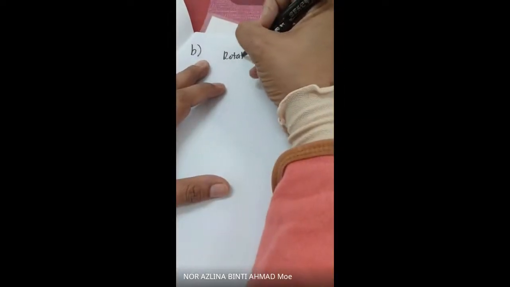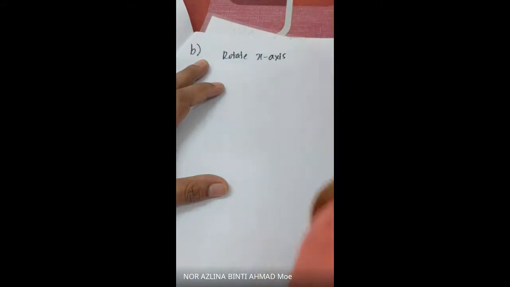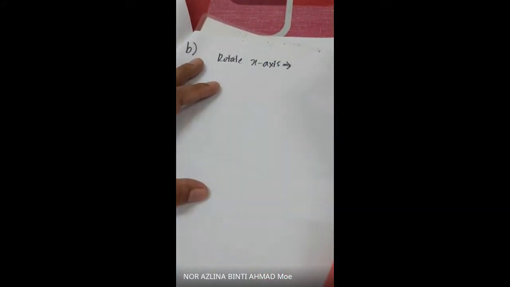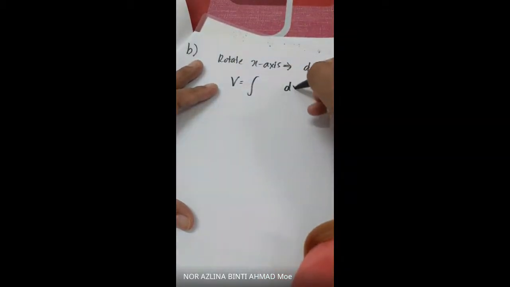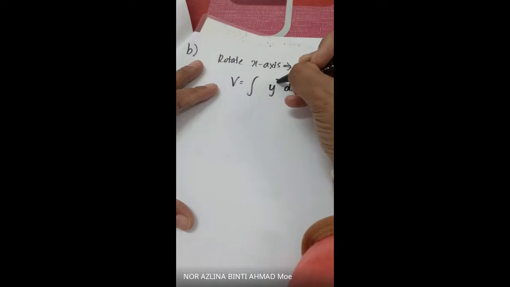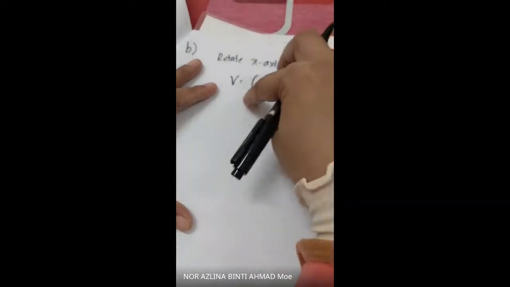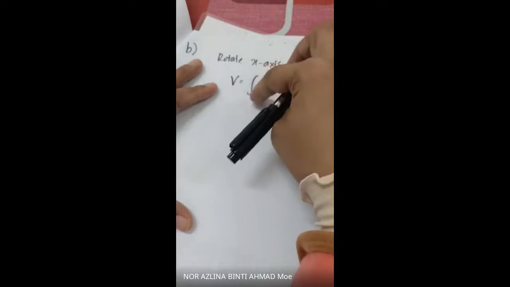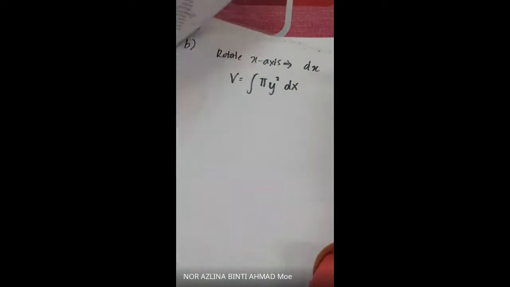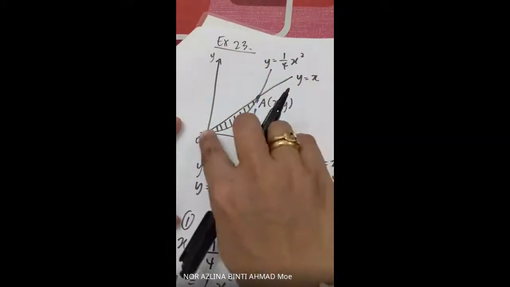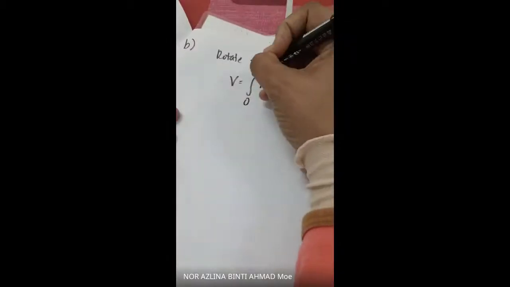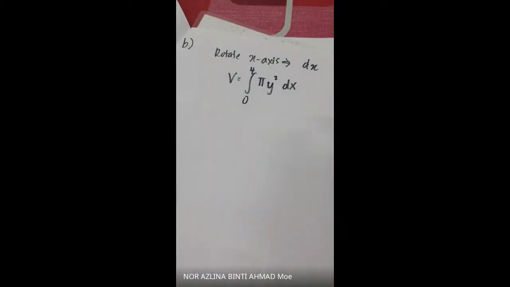Rotate about the x-axis means this is dx. The volume should be, this is dx, and here should be y squared, and here pi. And the limit must be taken from the x-axis. The x-axis is 0 until 4, because the shaded region is between 0 and 4. So here 0 and 2. Okay. Next.